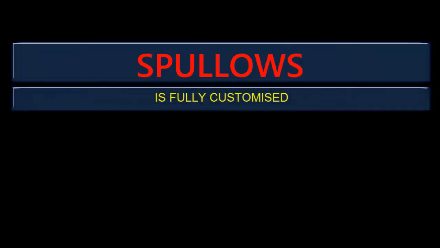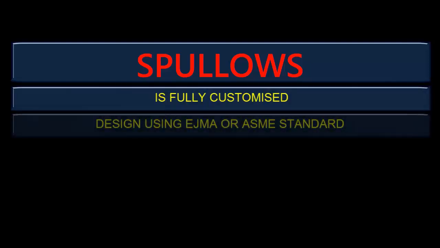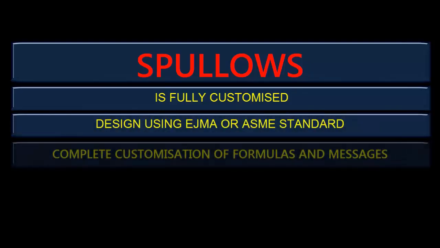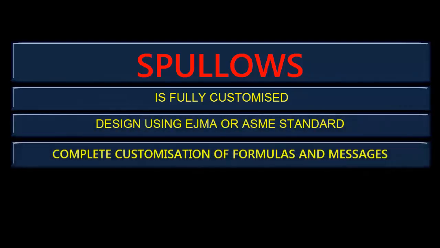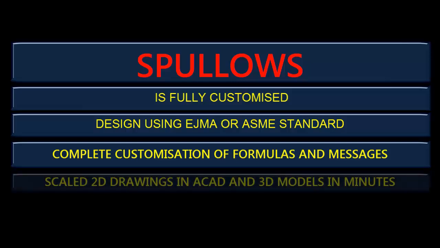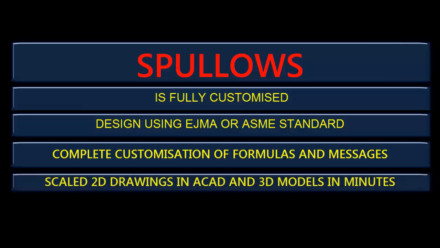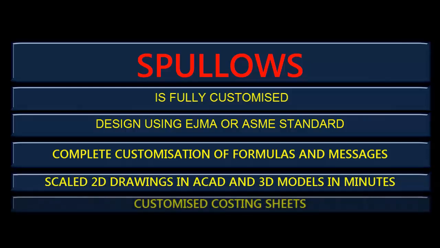Spullows is a fully customizable design wizard for metallic expansion joint. You can design your bellow in either EJMA or ASME standards. Complete customization of formulas, messages in accordance to the individual manufacturer's specifications, ability to generate scaled 2D, 3D models with a click of a button, an ability to generate a costing sheet and a quotation based on the specifics of a design bellow.